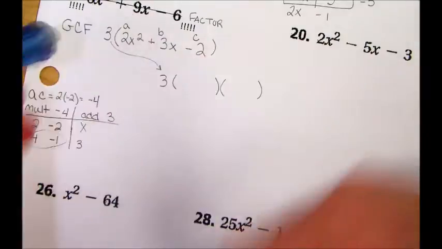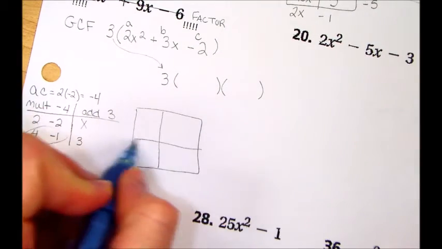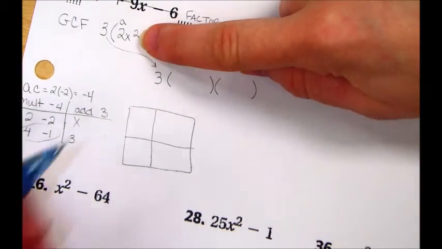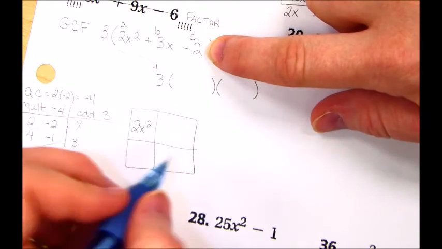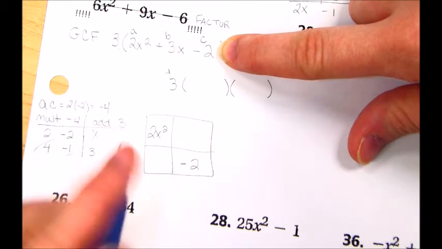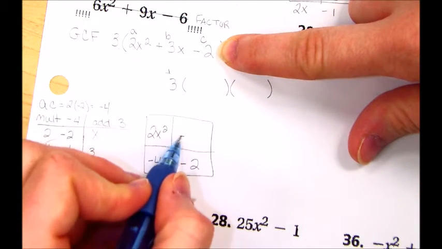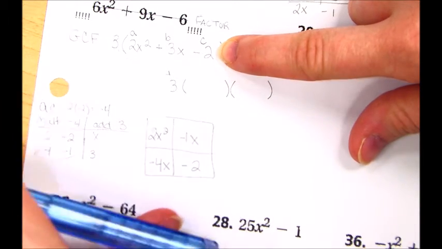Now I'm going to draw my box. You put the first term, 2x squared, in this box. You put the last term, minus 2, in this box. And you put these two magic numbers you just figured out catty-corner from each other, and they each get an x. You're almost done factoring.